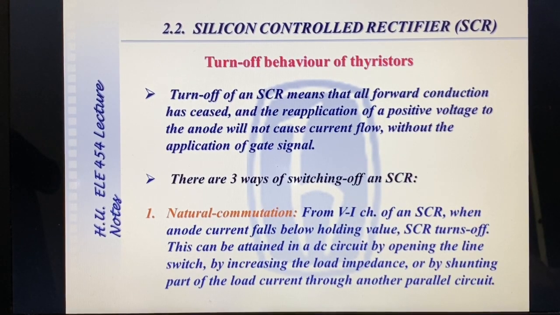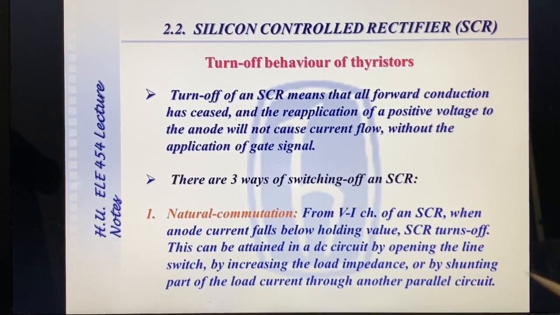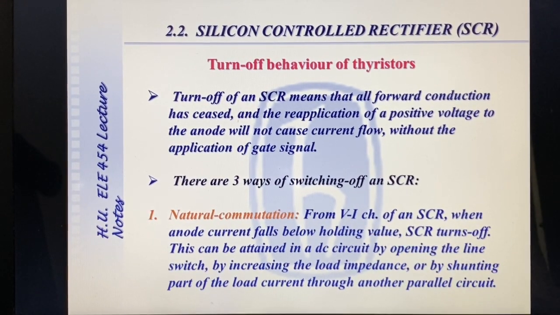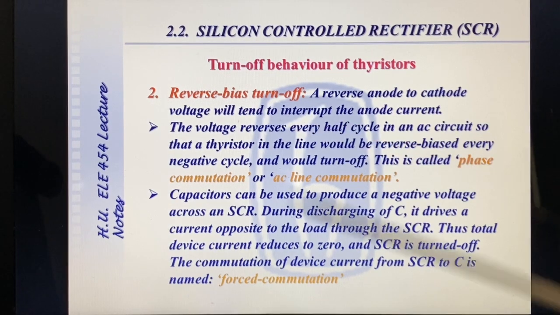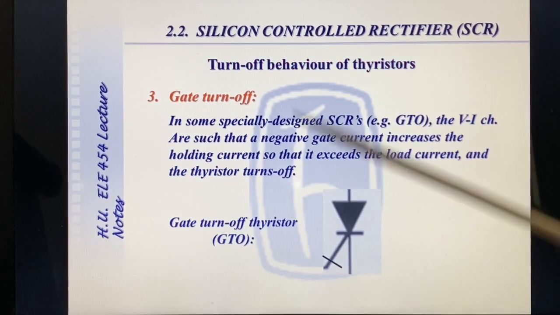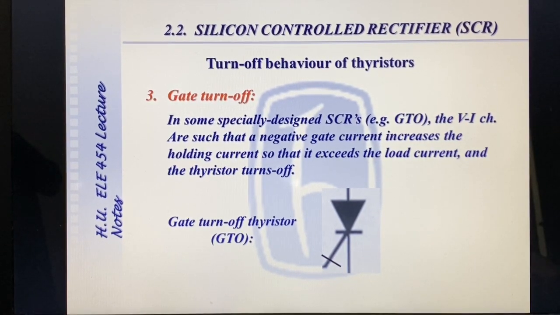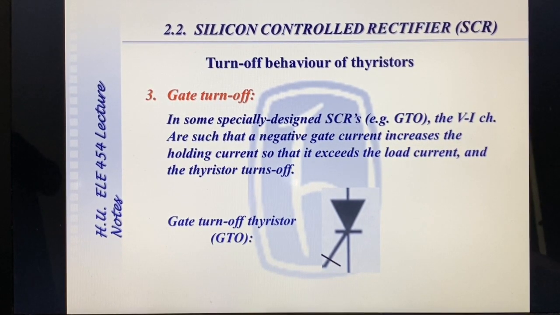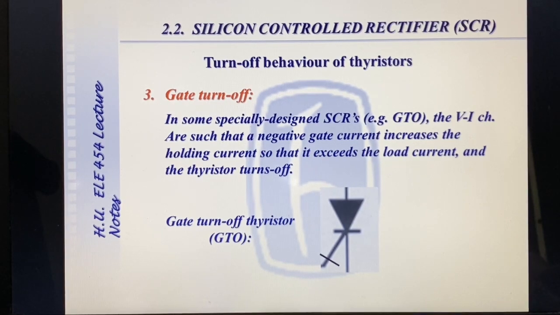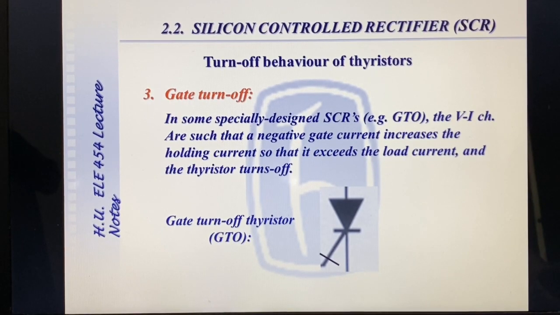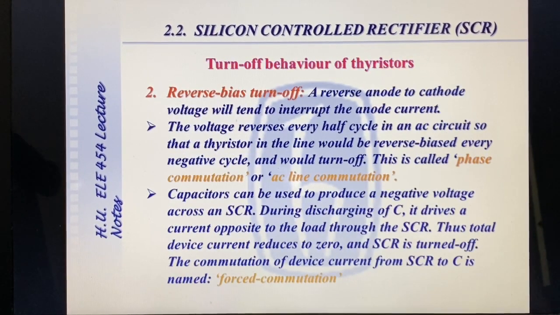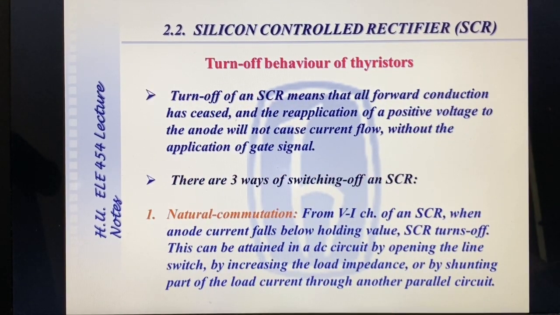There are three ways of switching off a thyristor, a silicon-controlled rectifier specifically: natural commutation, reverse bias turn-off, and gate turn-off. Gate turn-off is a very specific, specially designed silicon-controlled rectifier, so that its IV characteristics are affected by the negative gate current, and we will talk about this later on. What about the other two?